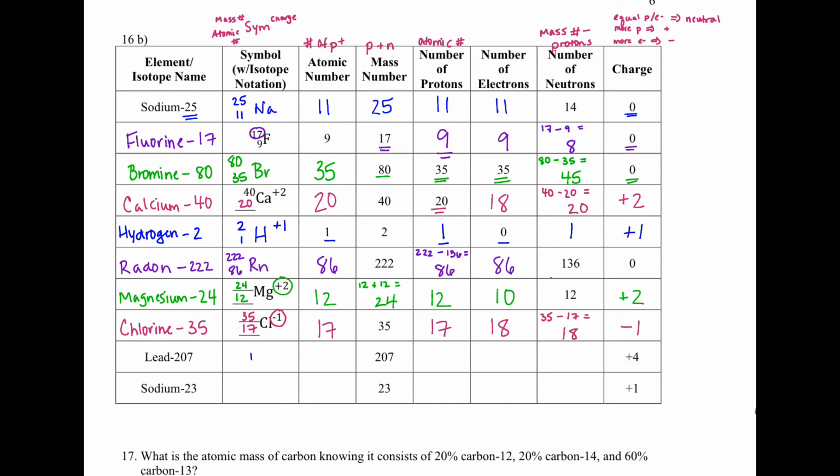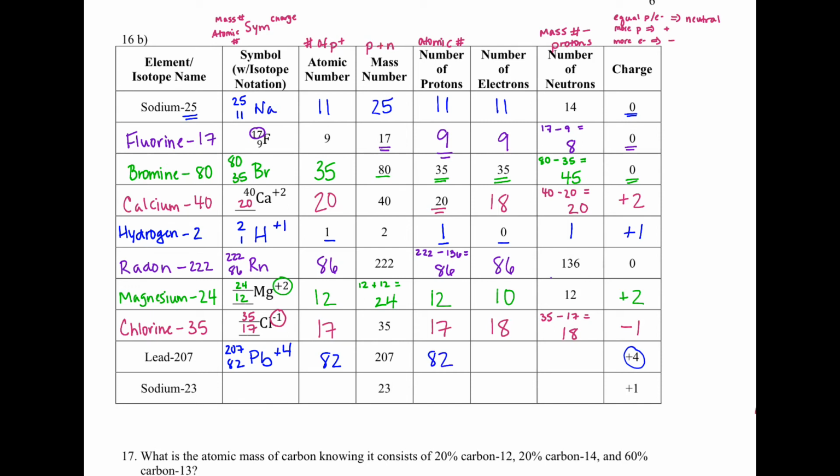So we know our element is lead, which has the symbol Pb. We know the mass number. If you look up lead on the periodic table, you'll find that its atomic number is 82. It's the 82nd element. And we're told over here that the charge is +4. So let's fill everything in.